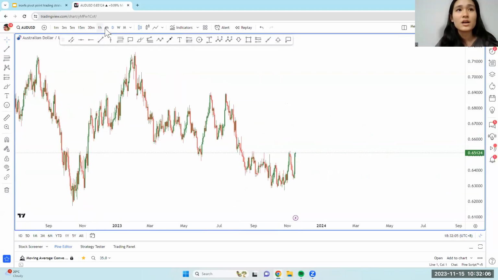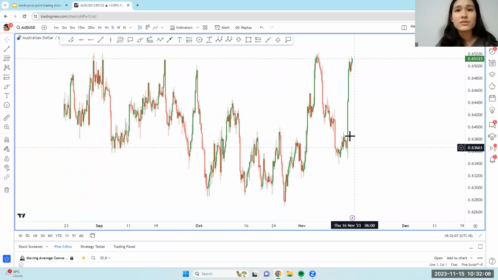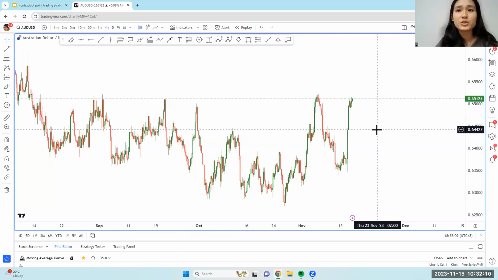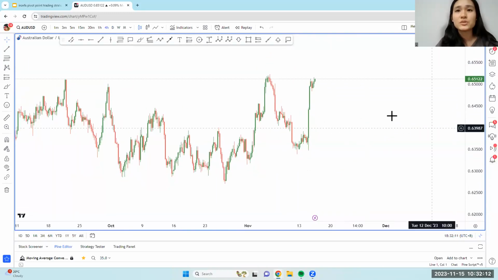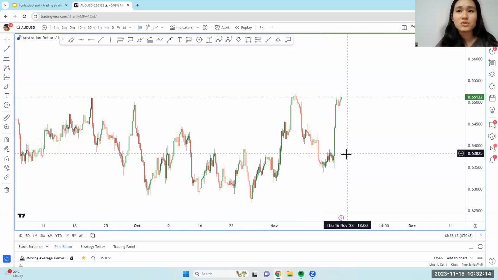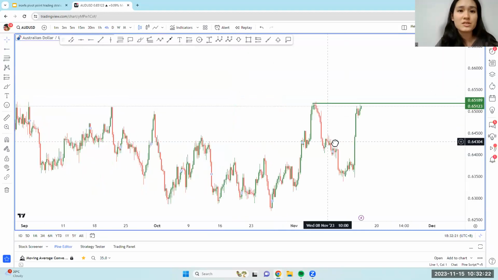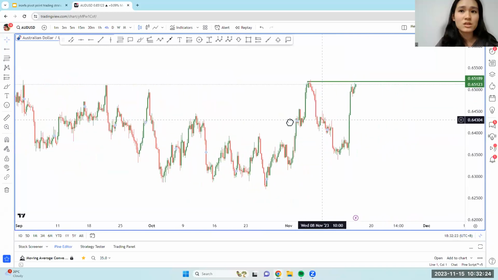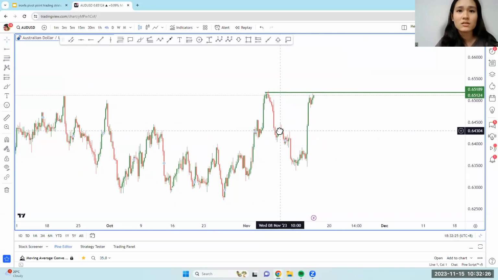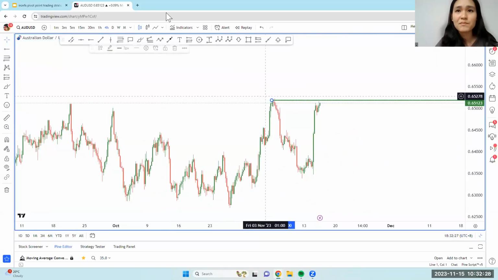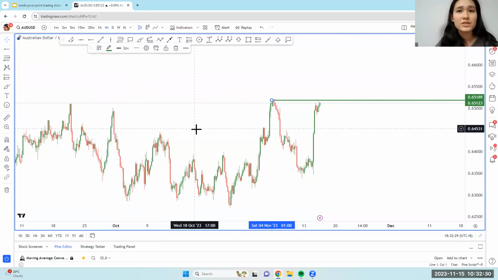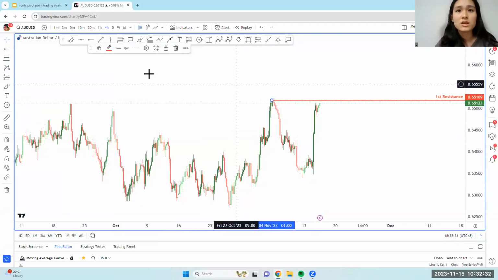Let's look at our 4-hour time frame. Now the 4-hour time frame looks pretty bullish. We see prices moving upwards. Now let's go in with our support and resistance levels, because we don't have any trend lines or trend channels. So here's my first resistance.